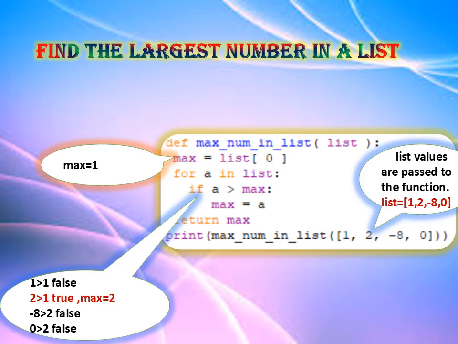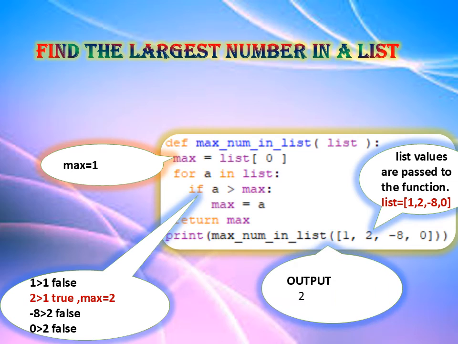and next in a for loop, one by one each element is assigned to a variable a, and it is compared with the max. Suppose the condition is true, that means the max value will be reassigned with the variable a. So finally max holds the maximum value, and it will be printed. According to the example, 2 is the maximum value.